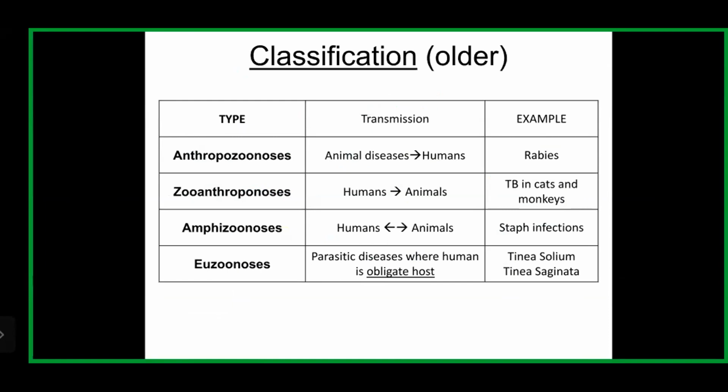The older classification used to categorize zoonotic diseases into four types. If the disease is transmitted from animals to humans, it was called anthropozoonosis, for example rabies. If the disease was transmitted from humans to animals, it was called zooanthroponosis. Examples include tuberculosis in cats and monkeys, which has been reported earlier. If it is transmitted both ways, from humans to animals or animals to humans, it is called amphizoonosis. Some staph infections are known to be transmitted both ways. Then there are diseases called euzoonosis, which include parasitic diseases where the human is an obligate host, such as Taenia solium and Taenia saginata.